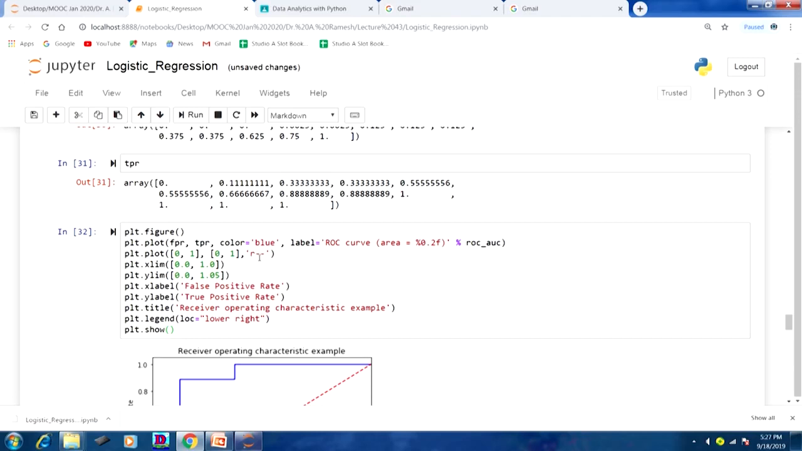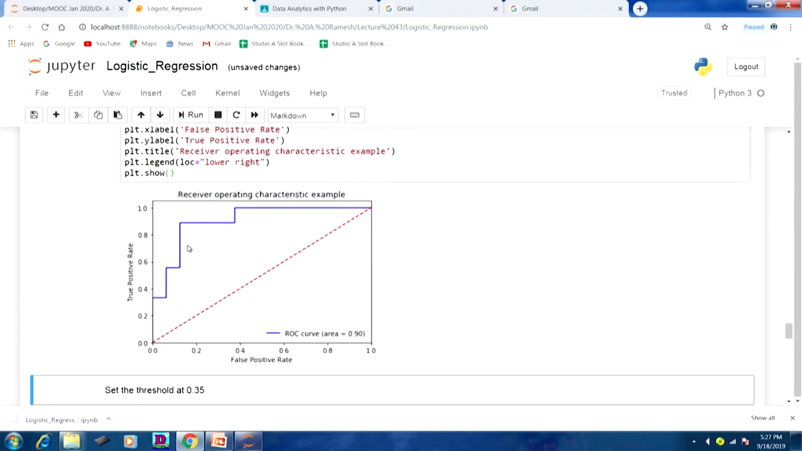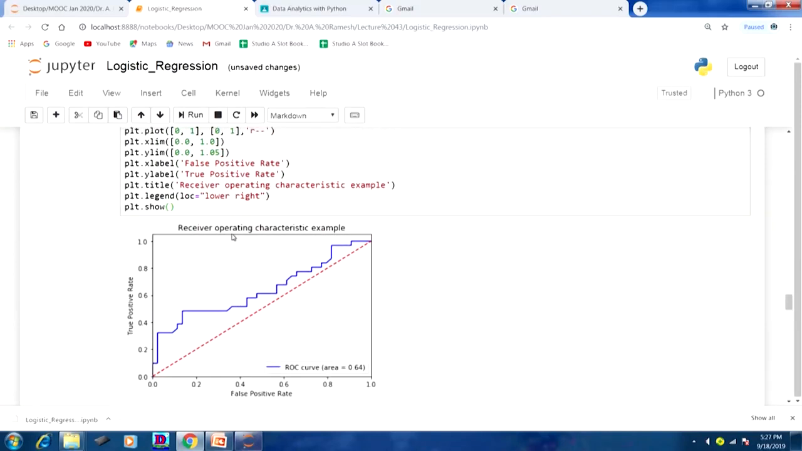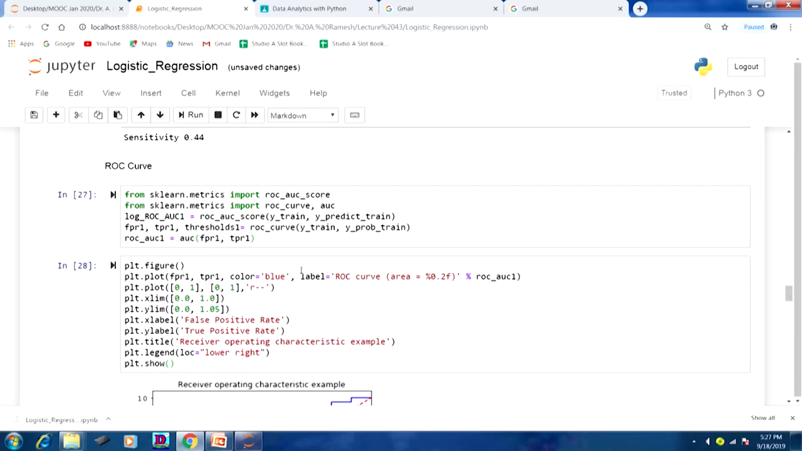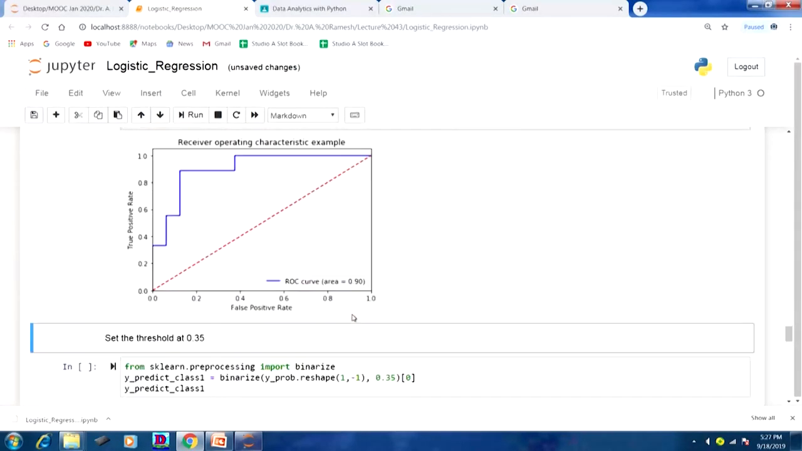This is for our test data set, because the value which I have taken here is y test data set. This was our ROC curve. When you look at these two curves, this one is for our training data set. For the training data set, the ROC curve looks like this, and the area is 0.64. For the test data set, the area under the ROC curve is 0.9. So, our model works very well for the test data set.